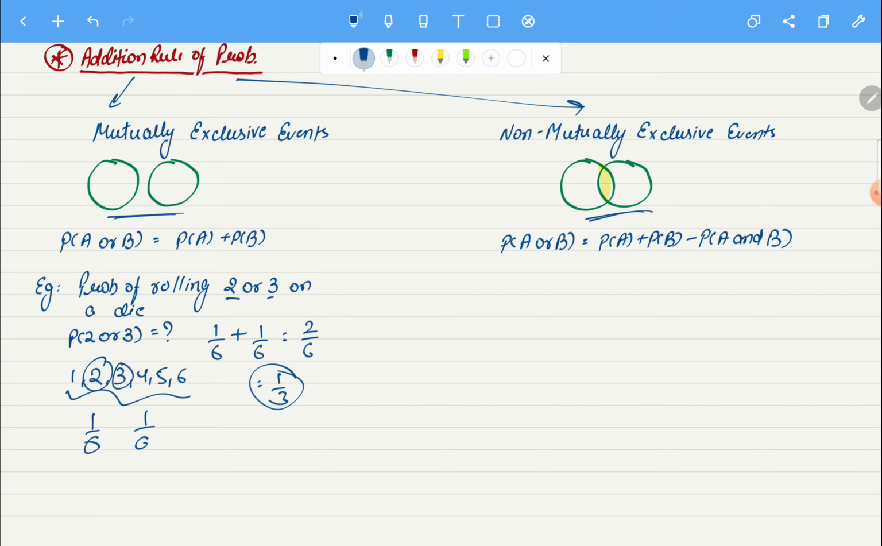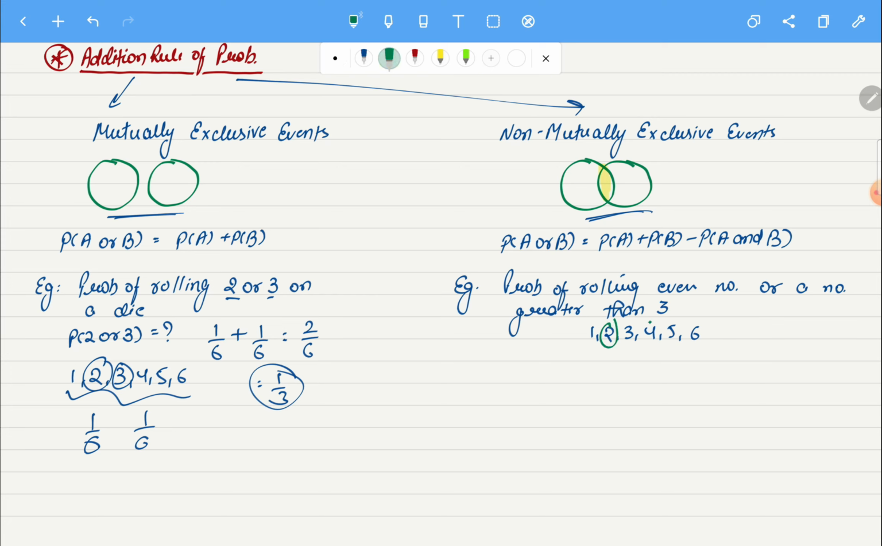Now let's take an example of non-mutually exclusive events. So in this example we want to find the probability of rolling an even number or a number which is greater than 3. So in this case you can see that we have again 1 2 3 4 5 6. So all the possible even numbers are 2, 4 and 6, and also we want to see the probability of a number greater than 3. So you can see that these two are the intersection.